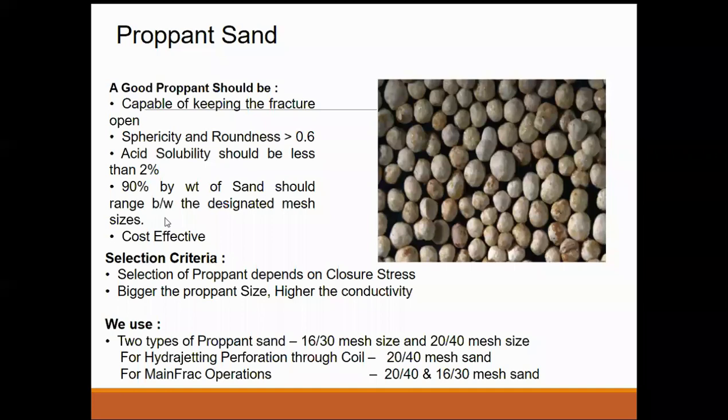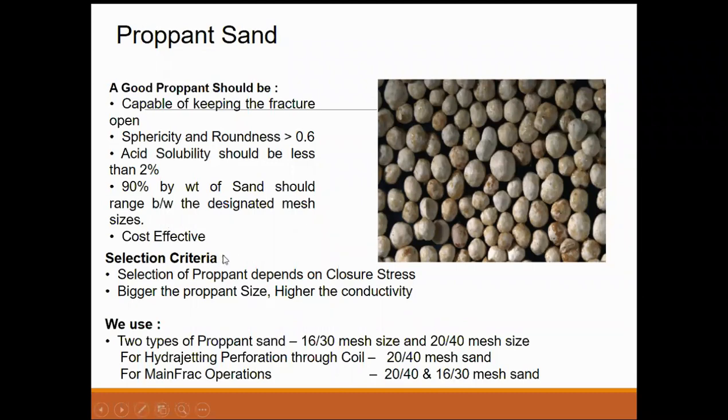There is an analysis which is called sieve analysis. In sieve analysis, if you're going to use 16/30 sand, 90% of your sand should lie between 16 mesh and 30 mesh. Similarly, if you're going to use 20/40 mesh, 90% of your sand sample weight should lie between 20 mesh and 40 mesh. So it works like that. Also, it should be cost effective.